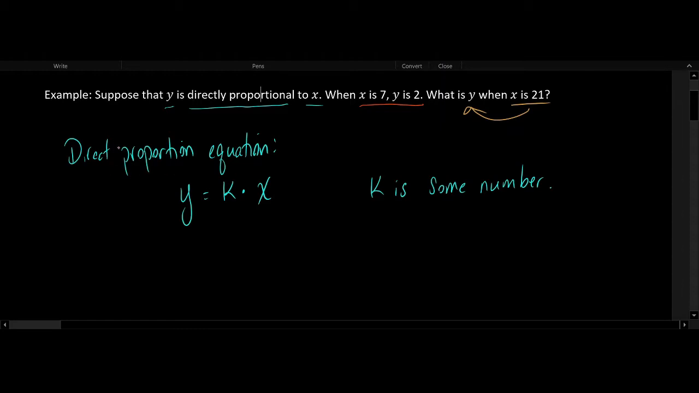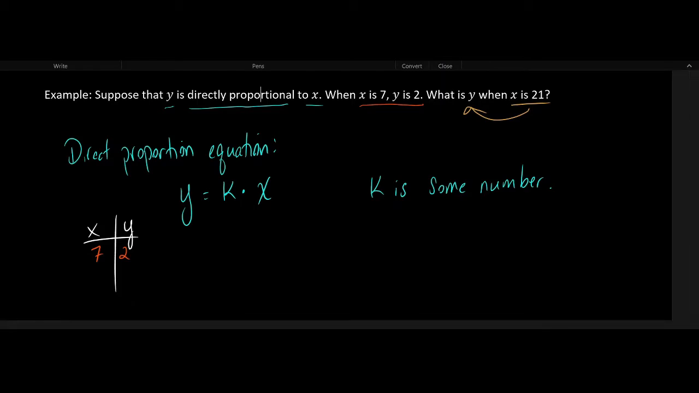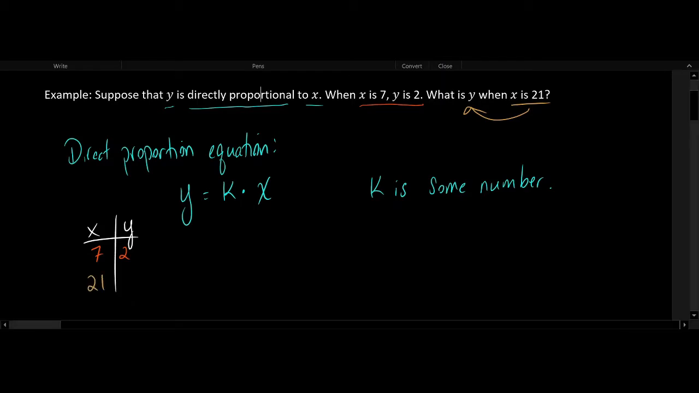Now that I've set up this proportion equation, let me do a little work to summarize the data that I have been given in the last half of this question. Let's do a little table of x against y. I have been told that when x is 7, the corresponding y value is 2. Now they want to know, when x is 21, what y value is associated with that?